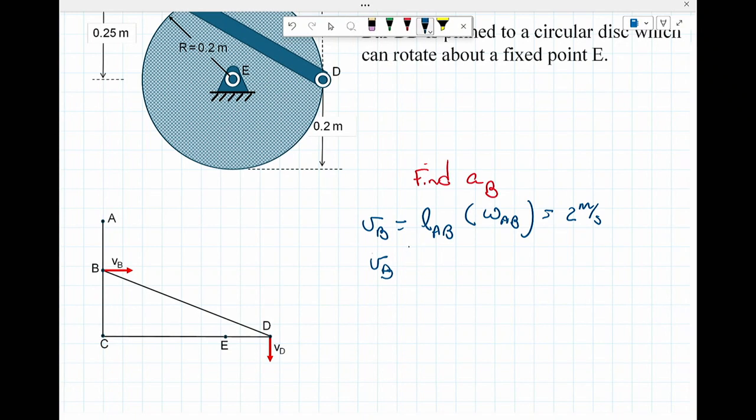So velocity of B is going to be acting in this direction. Now, I can visualize this problem. You probably can too at this point. I'm pushing in this direction, so I expect to have a clockwise rotation. So if I have a clockwise rotation, it's acting downward. So velocity of D is acting like this.